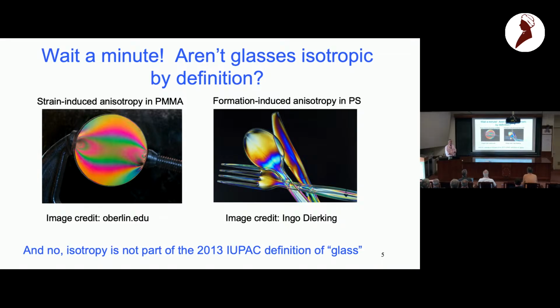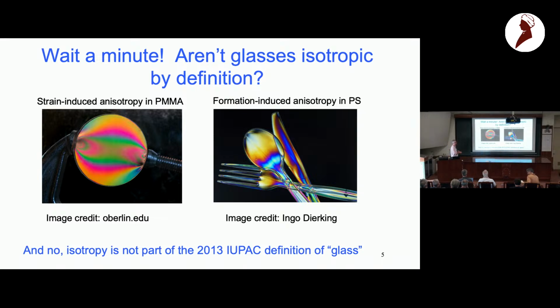So I want to just remind you that you all already know about some anisotropic glasses. For example, we've talked about strain-induced anisotropy already at this meeting. This is for a polymer glass. There's a stress applied. We get these colorful patterns when we look at it with white light between crossed polarizers, indicating that this material is birefringent, which means it's anisotropic. So this is an example of anisotropy which is induced after the formation of a glass.